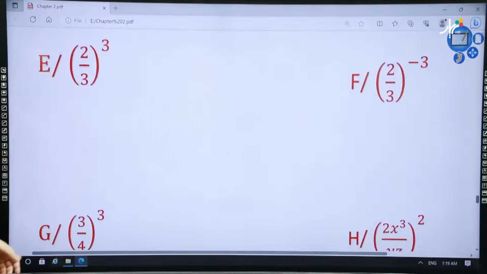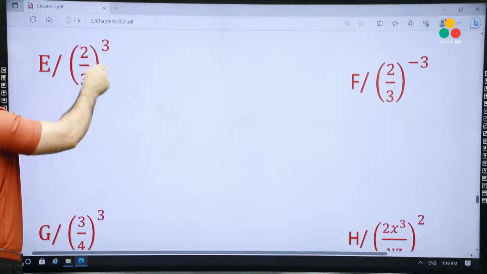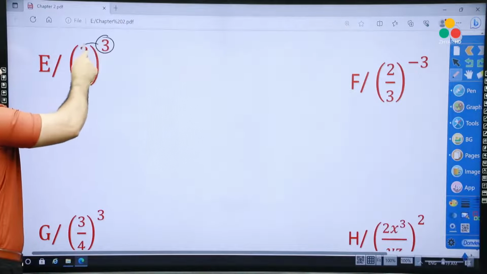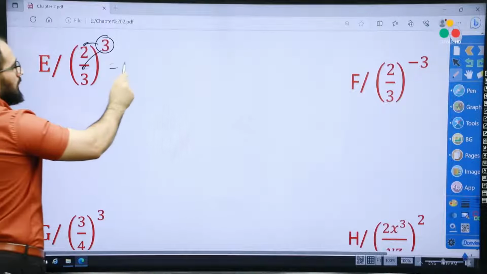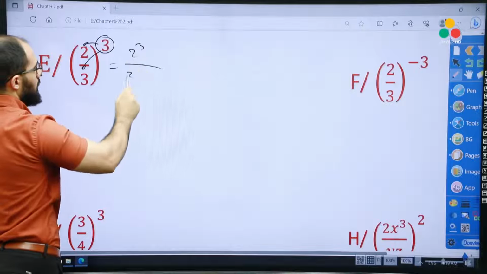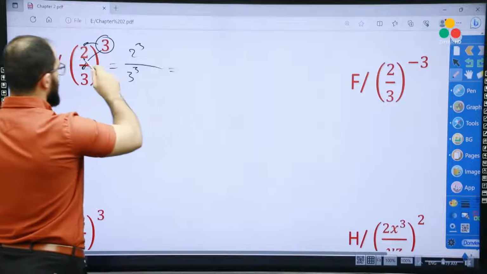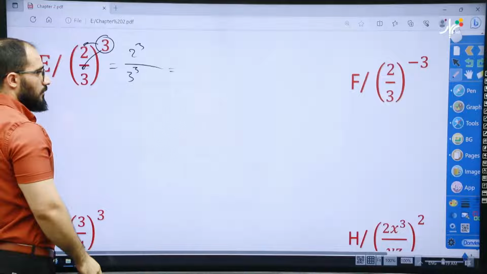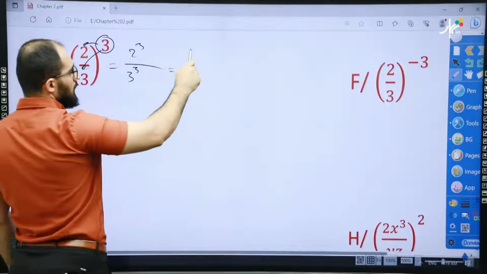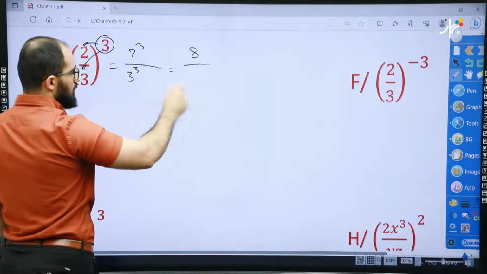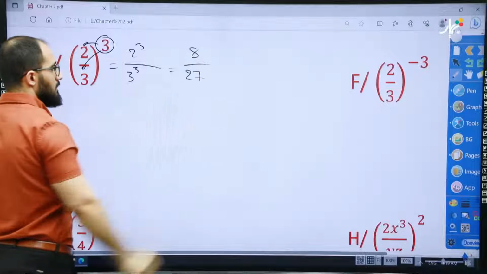So an easy example, we have 2 over 3 power 3. We said that you are going to give the power to both of them. It's going to be 2 power 3 over 3 power 3, and 2 cubed is going to be 8, and it's going to be 27.